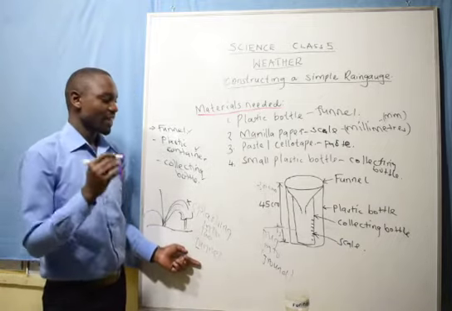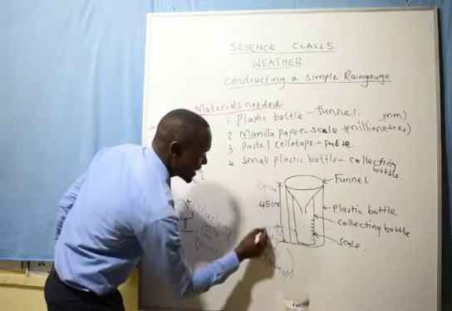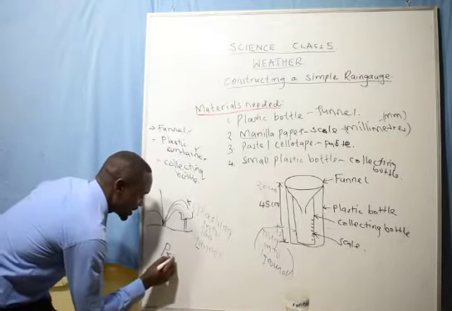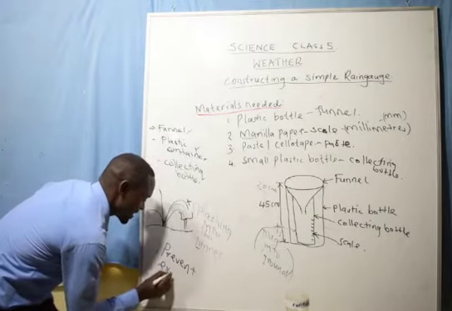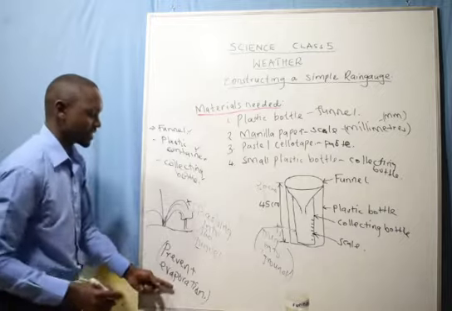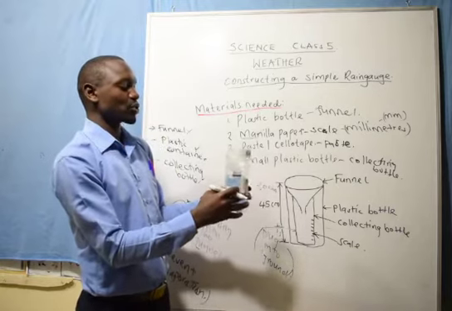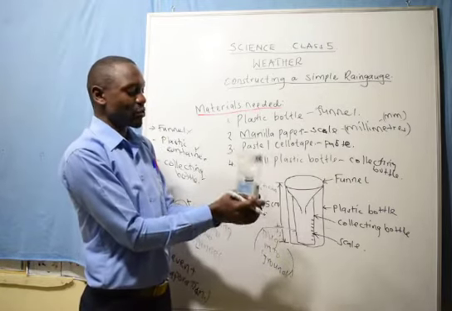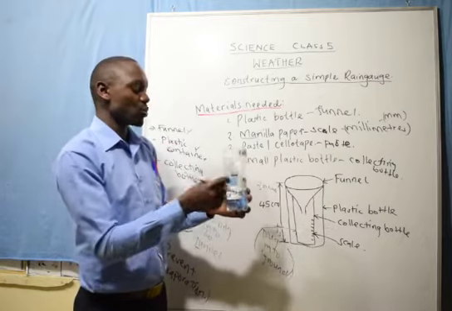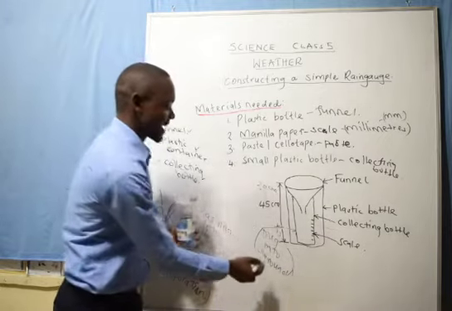The other reason we dig it into the ground: why do we dig it into the ground? It is dug into the ground to prevent evaporation. What is evaporation? The water that is collected in the collecting bottle, if it is not inside the ground, the heat from the sun will heat the water so that it evaporates away. Remember, it will be covered like this inside the ground. So that is why it is done into the ground.